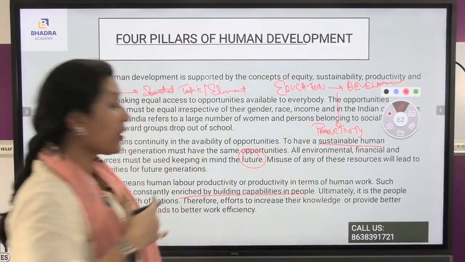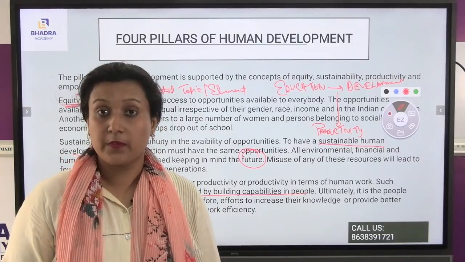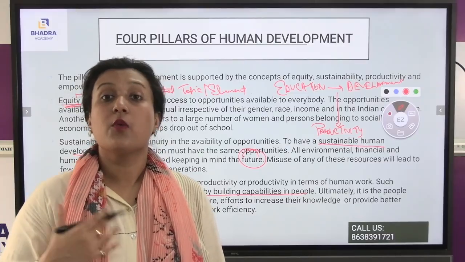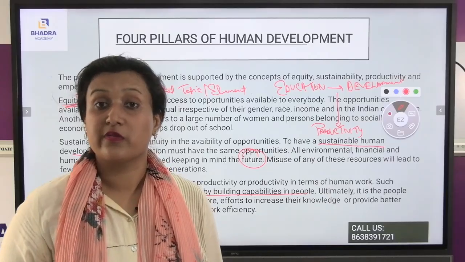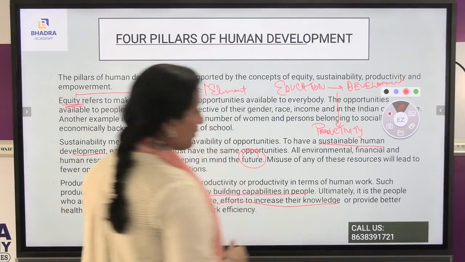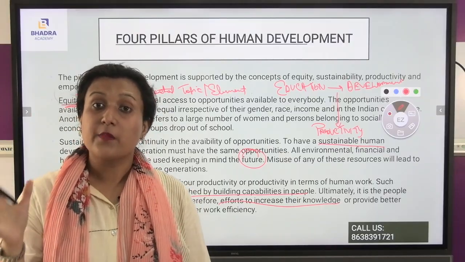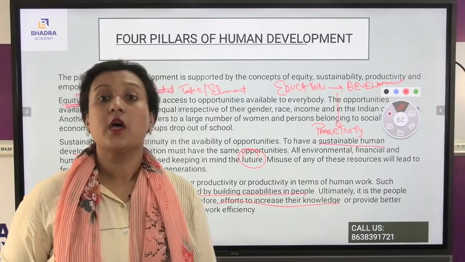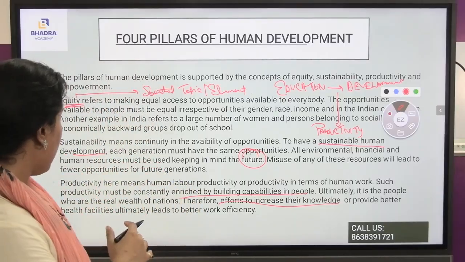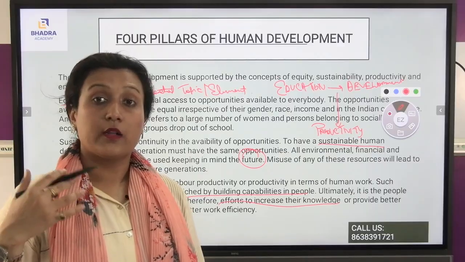So as a result, productivity is all about enhancing the use of an individual's capabilities, or human capabilities, to make more use of the resources or to harness the resources in a better way. Therefore, efforts to increase their knowledge or provide better health facilities ultimately lead to better work efficiency. If education and skills are provided to each and every individual, then only the productivity will be enhanced. Also, better health facilities can be provided to each and every individual so that the people can work properly.